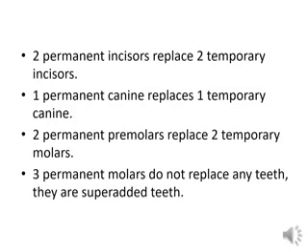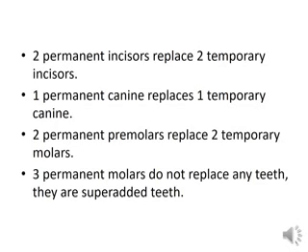So two permanent incisors replace two temporary incisors. One permanent canine replaces one temporary canine. Two permanent premolars replace two temporary molars. And the 3 permanent molars do not replace any teeth, therefore they are superadded teeth.